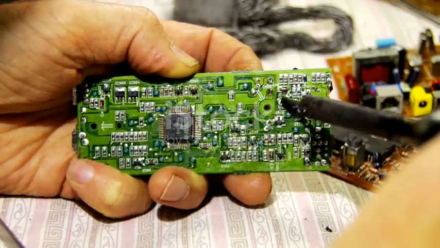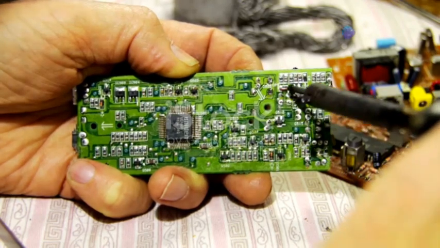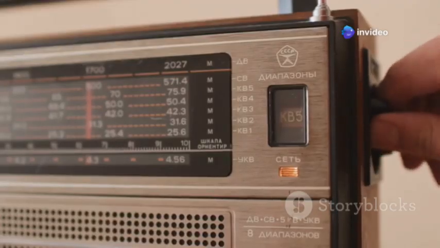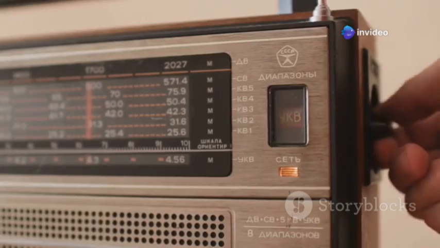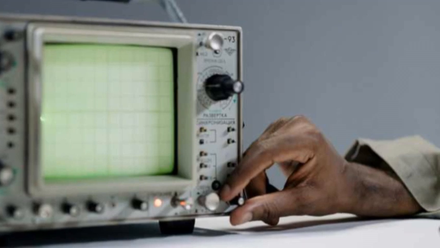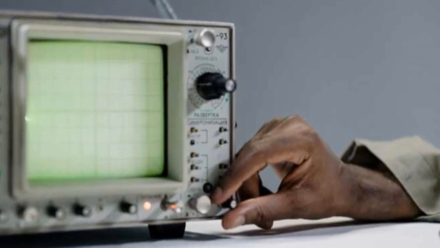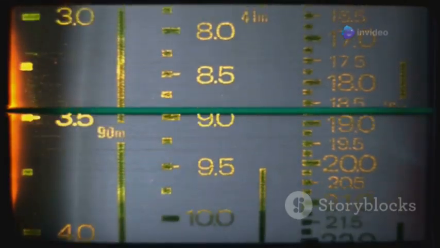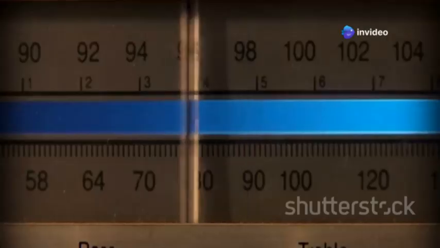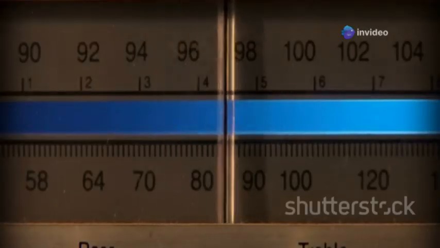Tuned amplifiers are designed to amplify signals within a specific frequency range. They are commonly used in radio receivers and transmitters to select and amplify desired frequencies. The Q factor, or quality factor, of a tuned amplifier determines its selectivity. A higher Q factor indicates a narrower bandwidth and better selectivity. Tuned amplifiers can be single-tuned or double-tuned.